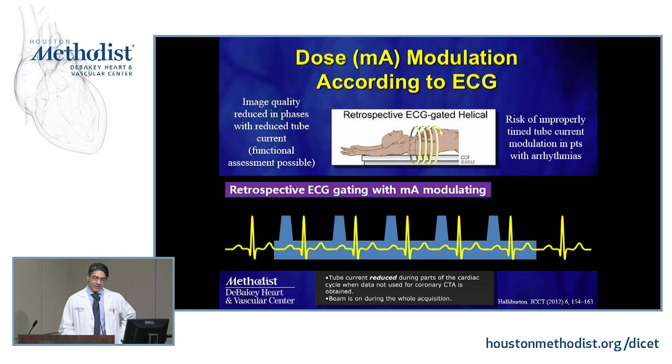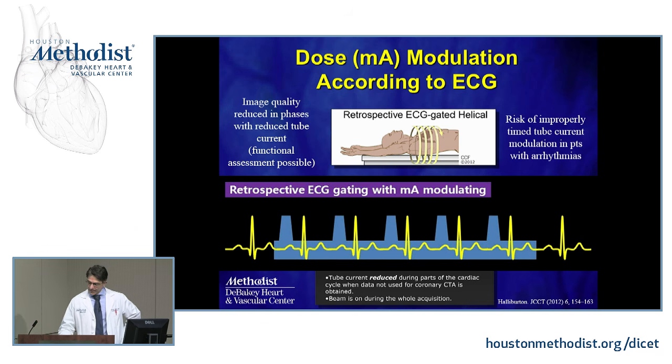Then came the idea, as we were saying, why don't we just tone down the radiation during the phases that we're not interested in? We'll still get functional information, but we won't completely fry these patients. So this was retrospective gating with dose modulation. Here again, maximal mAs were delivered in mid to end diastole when the heart is most still. In the rest of the cardiac phases, a very low amount of mAs was given.